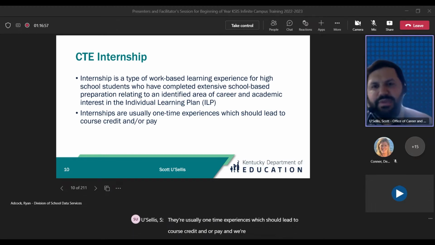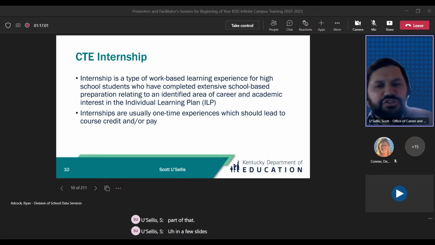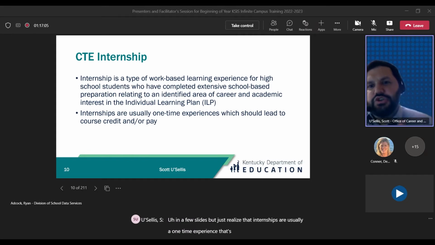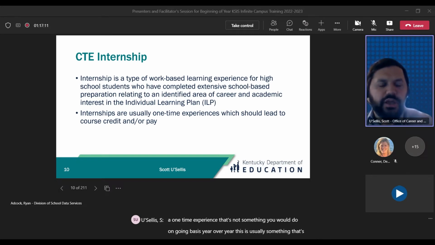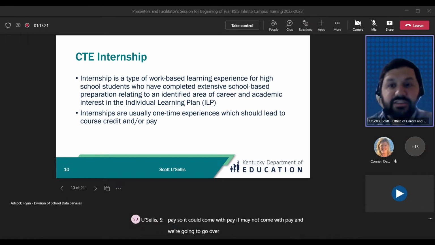We're going to get into the pay part of that in a few slides, but just realize that internships are usually a one-time experience. It's not something you would do on an ongoing basis year over year. This is usually fairly short-term, but can be a little bit long-term. The key there, though, is there should be course credit and/or pay. It could come with pay, it may not, and we're going to go over why that is and what guides that.